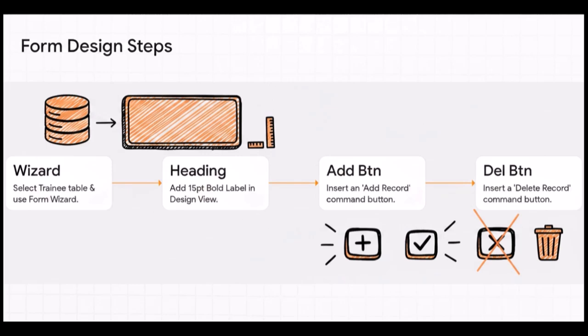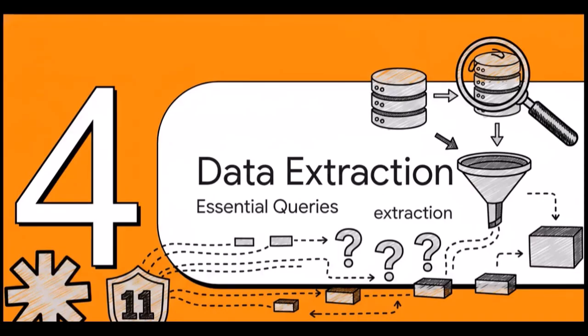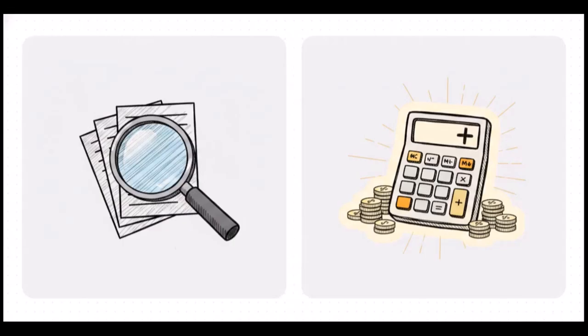This takes your form from a basic viewing pane and turns it into a fully interactive tool. On to Section 4, Extraction, creating essential queries. Let's look at how all of this builds into the real engine of our database. Pay super close attention here because these queries make up a massive 11 marks of your total score. We actually have 2 categories of queries to build.